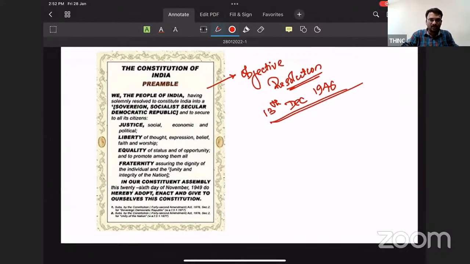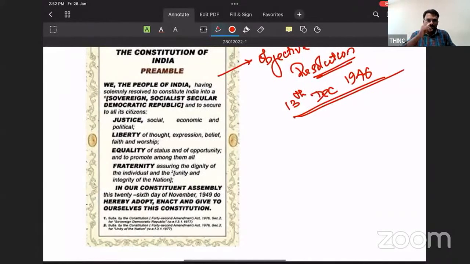Now we can go through the constitution of our country. It starts like this. Each and every word in the preamble is very important. We, the people of India, having solemnly resolved to constitute India into a sovereign, socialist, secular, democratic republic, and to secure to all its citizens. We can stop here and read the rest later. Note these keywords: sovereign, socialist, secular, democratic republic.